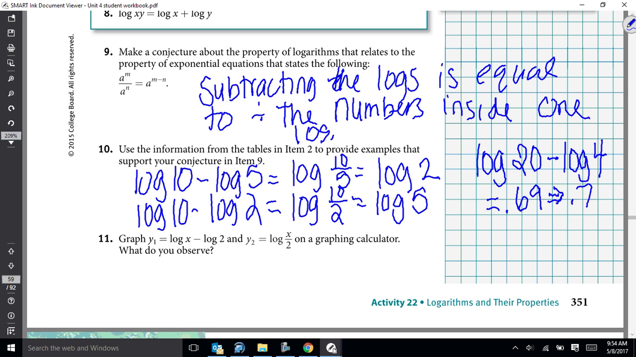Alright, so we have log of 20 minus log of 4. To combine these into one log, I'm taking this number and subtracting this, but if we take log of 16, is that the same? No. What do I have to do to these two numbers if I want to combine them? Divide. And then log of 20 over 4, which equals log of 5, and what's log of 5 that we found from our table up top? 0.69.